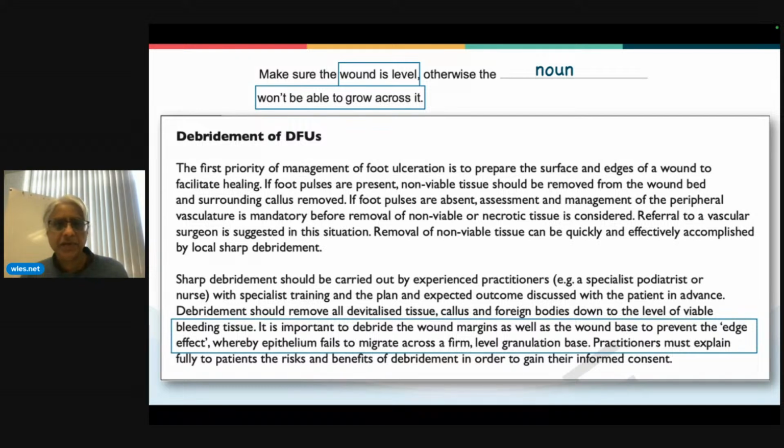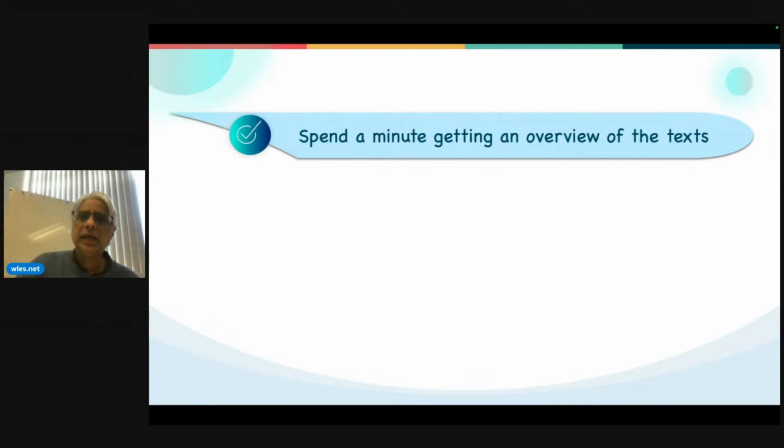Interesting language where it says, in the question, it won't be able to grow across it. And there it says migrate across a firm level granulation base. It's a very loose kind of synonym, and normally you wouldn't say that's a synonym. But when you look at the context, you can see it's synonymous. So the answer, hopefully you've got it there: epithelium. Okay, so hopefully that has been some help.